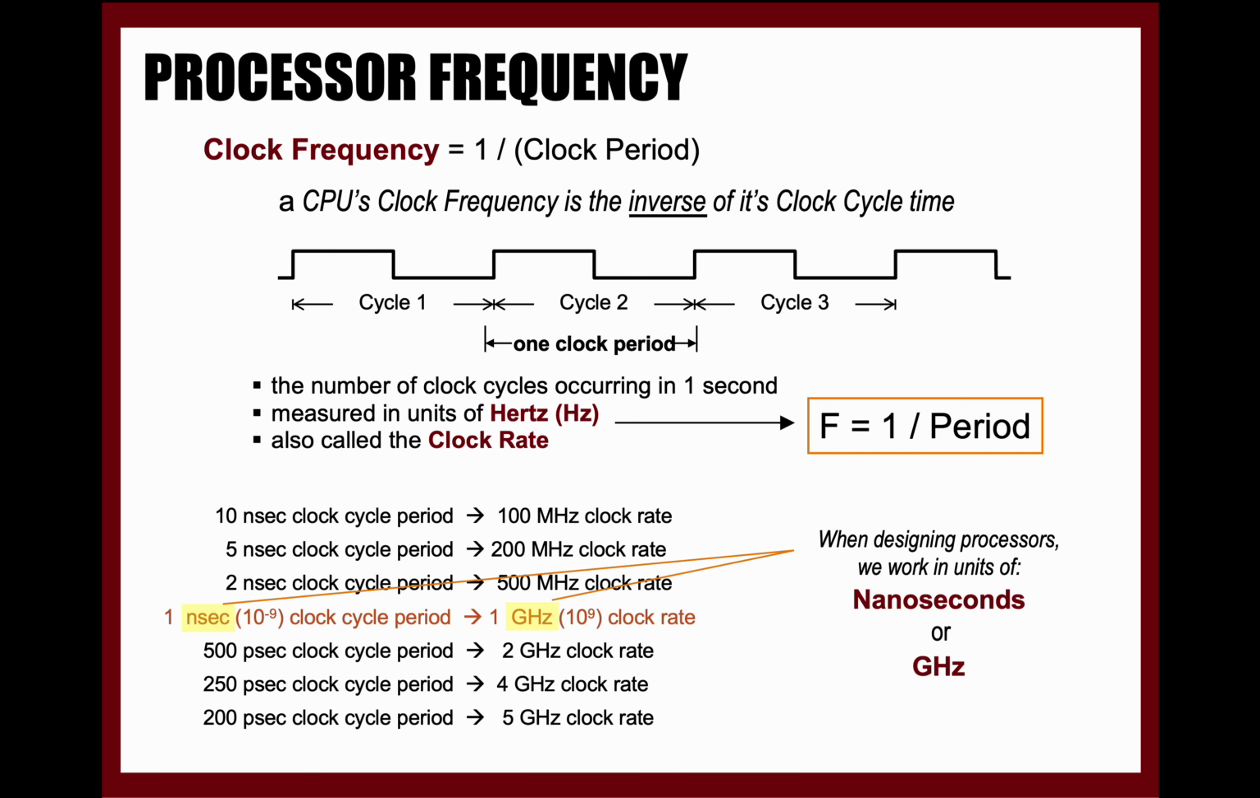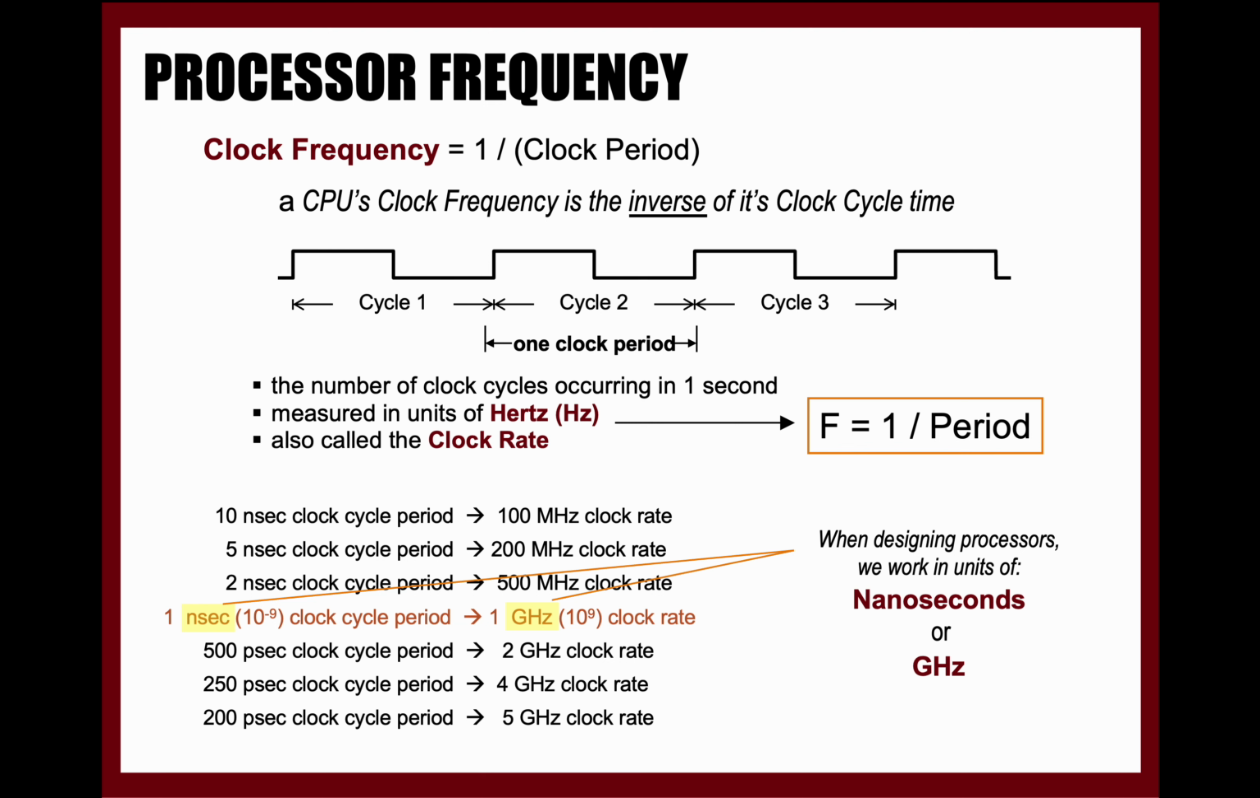The diagram showcases three such cycles, with the time duration of one cycle being labeled as one clock period. Clock frequency is measured in units called hertz, which indicates the number of cycles occurring in 1 second. This is sometimes referred to as clock rate. To give a clearer picture, let's look at some examples. A clock cycle period of 10 nanoseconds corresponds to a clock rate of 100 megahertz. Similarly, 5 nanoseconds equals 200 MHz. 2 nanoseconds results in a 500 MHz clock rate.